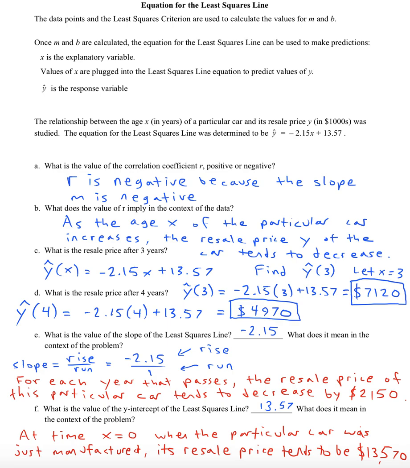Over time, it loses $2,150 a year. So, by the time we get to 3 years later, it will be only worth $7,120 as a resale value. And after 4 years after it was manufactured, it would be worth $4,970.